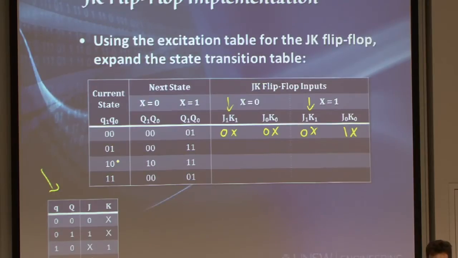Looking at the next line here, so I either go from 0 to 0, which is 0x, or from 1 to 0. 1 to 0 is x1. Or I go from 0 to 1. 0 to 1 is 1x. Or I go from 1 to 1, which is x0.